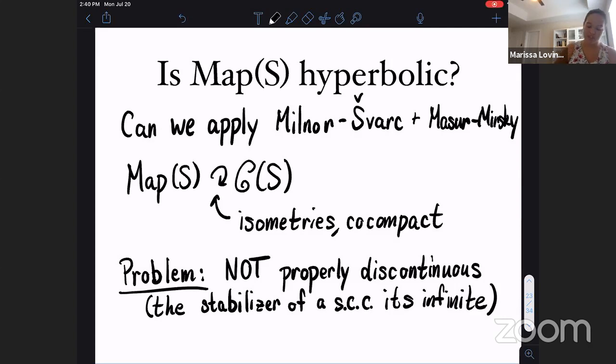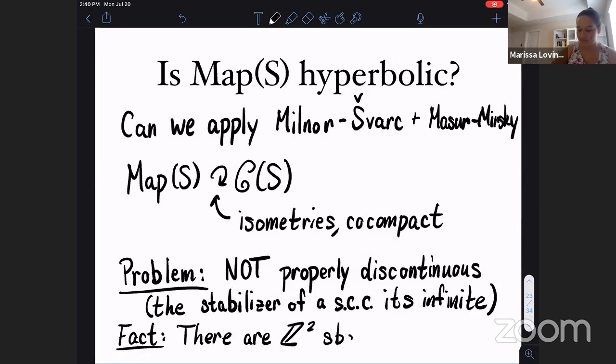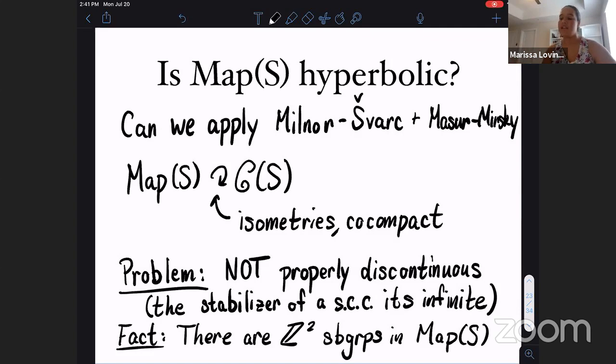Unfortunately, there are Z^2 subgroups. So I put this on my exercise list, is to exhibit a Z^2 in the mapping class group. And I've given you all the tools you need to do that just in this talk. And the sad thing is that any group containing a Z^2 as a subgroup is not hyperbolic. So unfortunately, despite this hope, we don't have hyperbolicity.